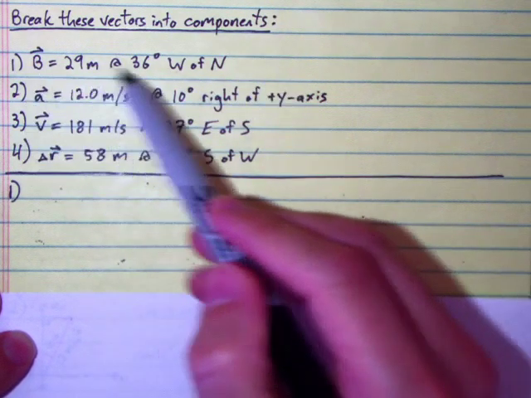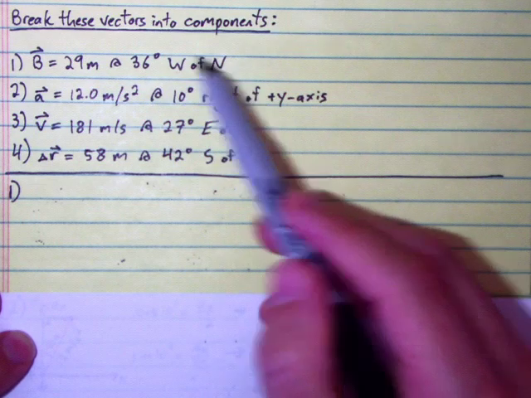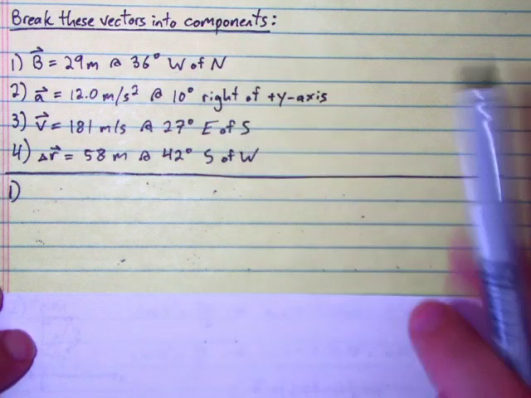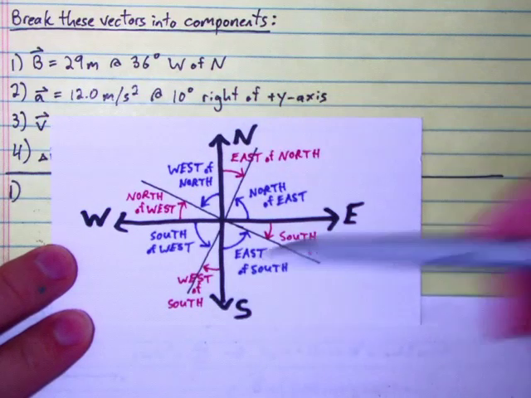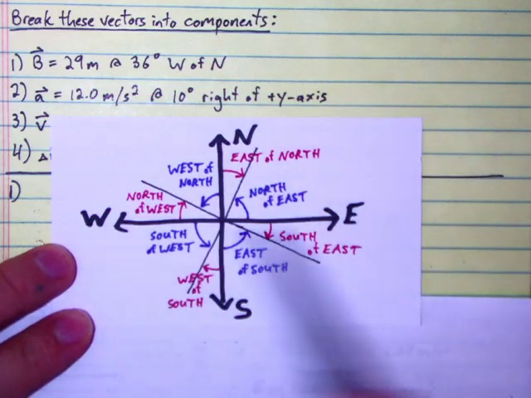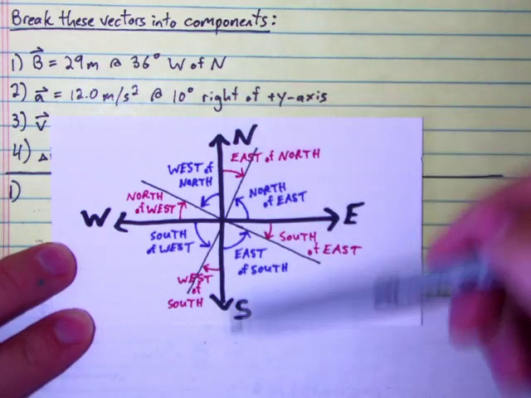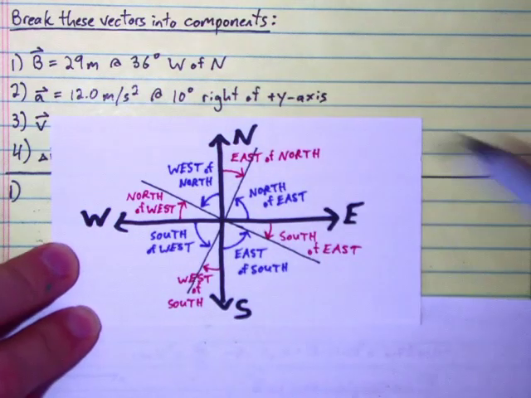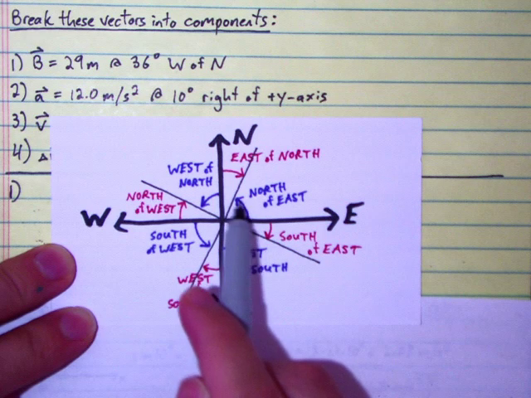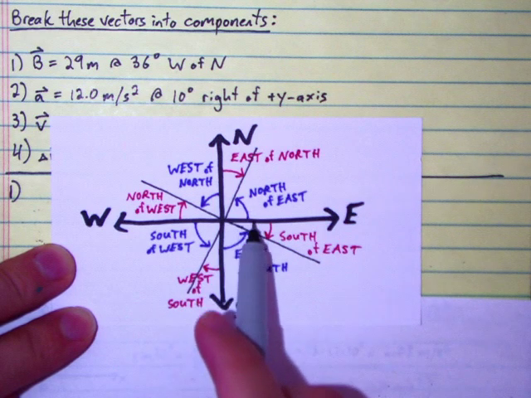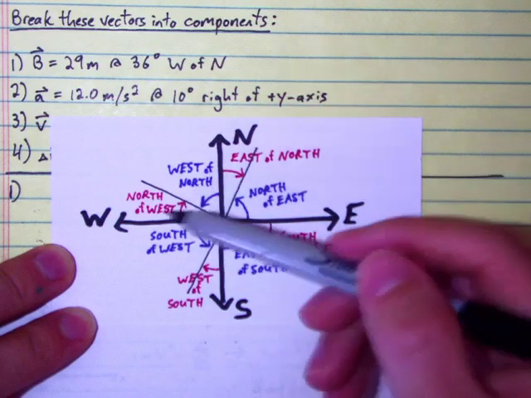Okay, 29 meters at an angle of 36 degrees west of north. You need to know how to interpret a direction like this, west of north. What does that mean? If we have north-south, east-west, usually the x-axis is our east-west axis. The y-axis is usually our north-south axis. So an angle to the north of east would be an angle like this, above the positive x-axis. Another example, an angle north of west, would be this angle here, above the negative x-axis.